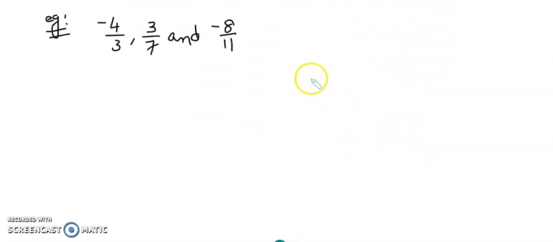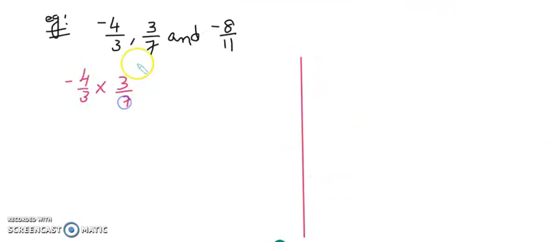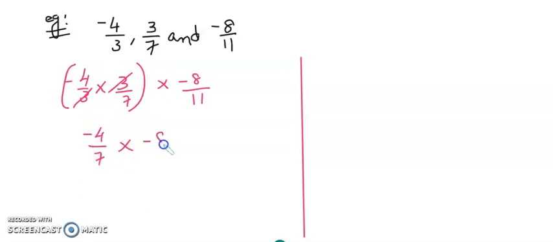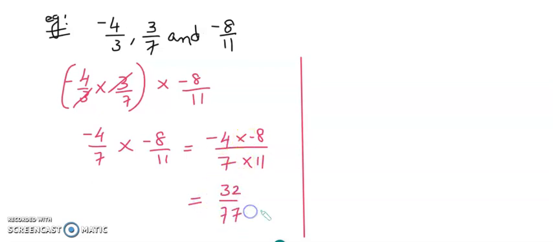Let's do it again. I'll put both the things on both sides. So I'm going to multiply the first and the second and put it in a bracket, multiply by the third. So when I multiply here, the 3 and the 3 get cancelled off. I'll get negative 4 over 7 multiplied by negative 8 over 11. So now the numerators and the denominators are different. There is nothing to cancel off. So negative 4 and negative 8 will multiply, 7 and 11 will multiply. Minus into minus is plus, 32 over 77.